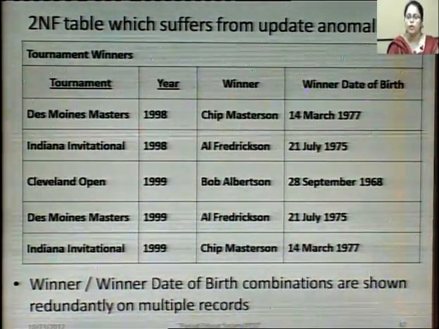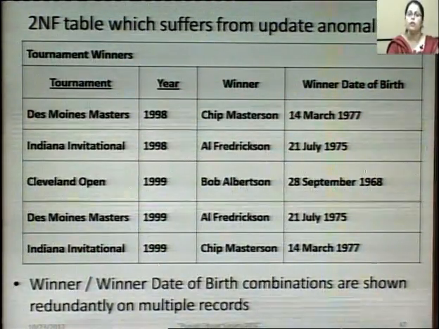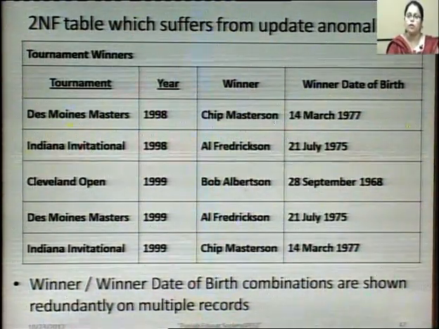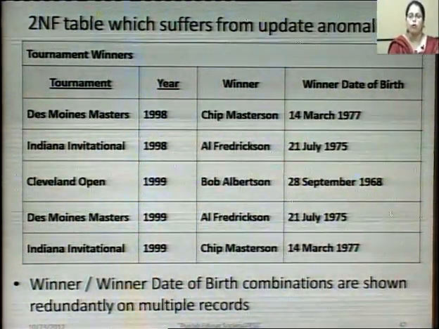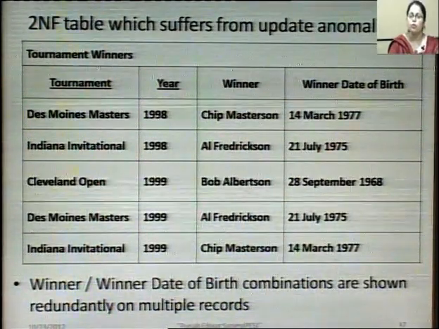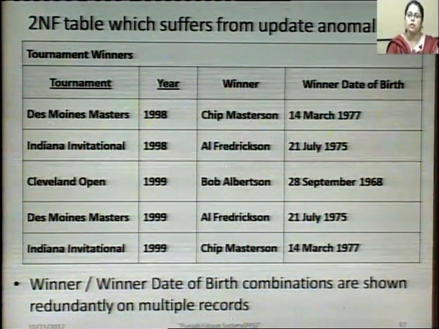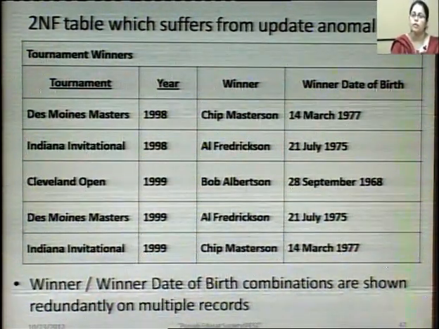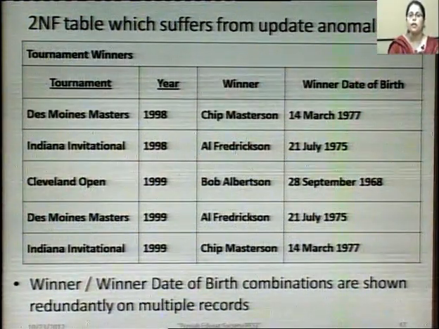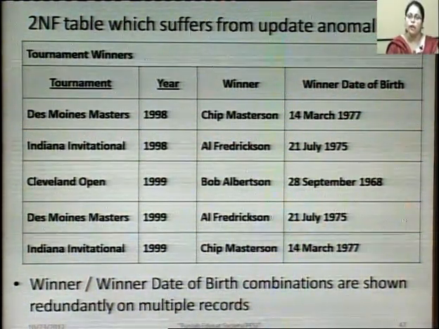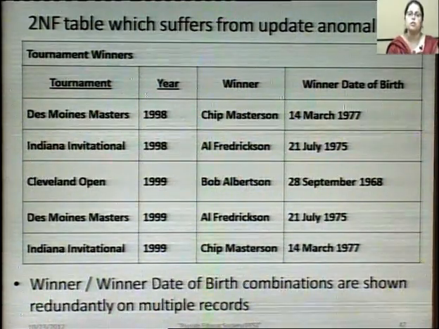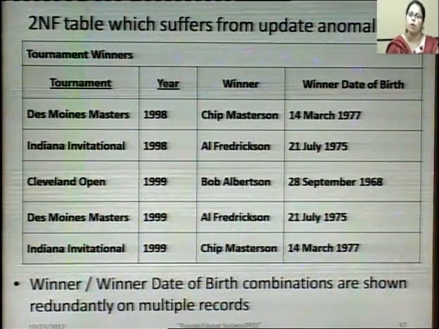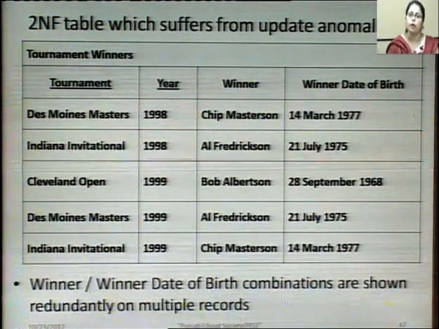Now what is an update anomaly? If we update or modify the value of a winner name or his date of birth in one of the records, and we do not change the value of that winner or date of birth in the other redundant records, then the database will become inconsistent. That means if we want to make changes in the database, we have to make changes in all those locations where that record occurs, otherwise the database will become inconsistent.